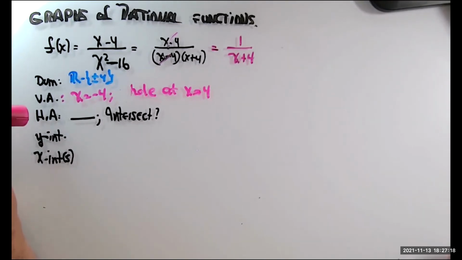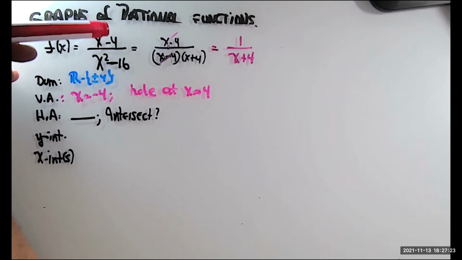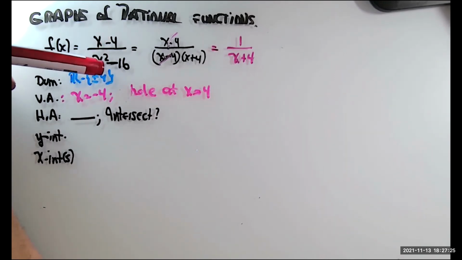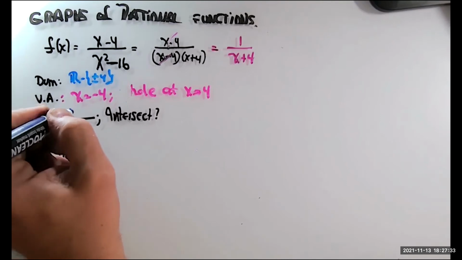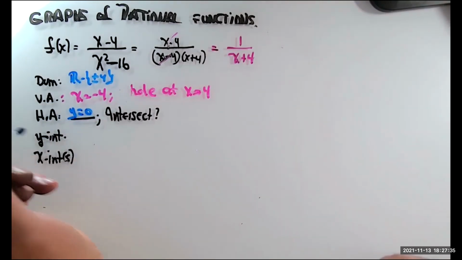Do we have any horizontal asymptotes? Well, we don't know. Let's see. Degree 1, degree 2. The denominator is higher than the numerator. Therefore, we do have an HA at y equals 0. Do I intersect? I don't know. Let's find out.